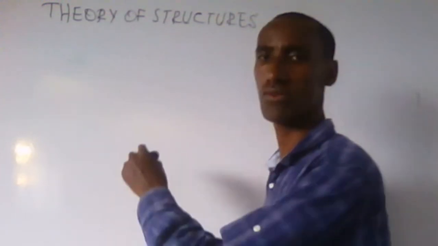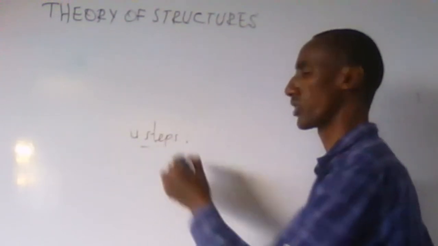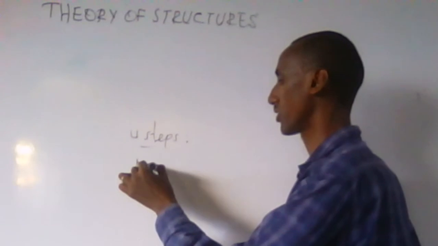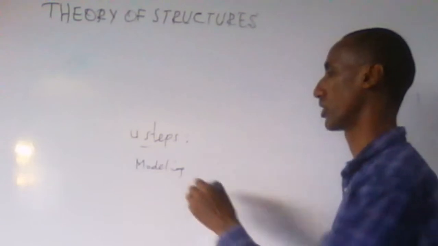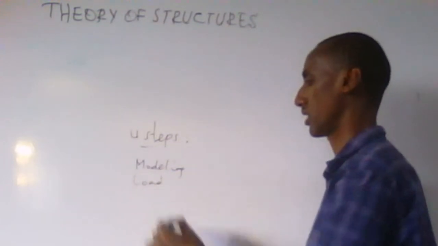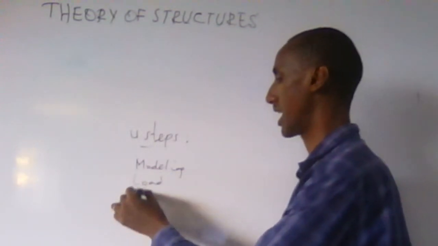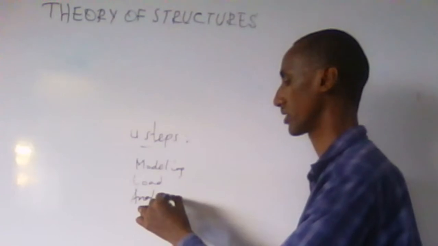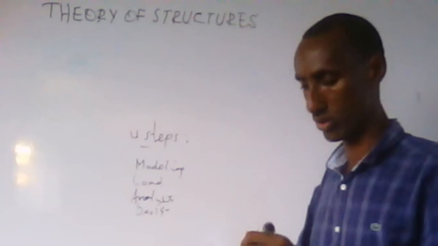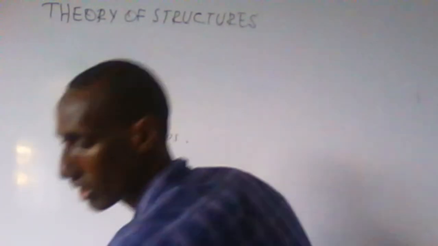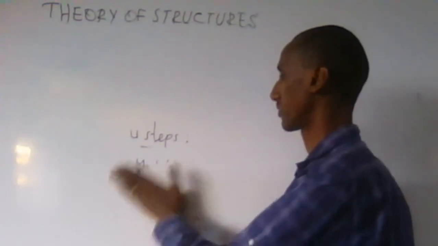Generally, there are 4 steps that we know. During design, the first thing is modeling of structures. Then once we model our structures, we are going to load them with different types of loads, followed by analysis of structures. We analyze structures. Then finally we design our structures. So in order to go across these 4 steps, we need to focus on this theory of structures.